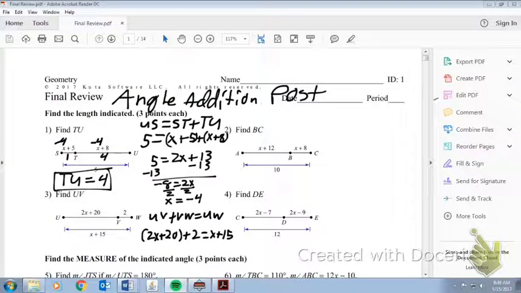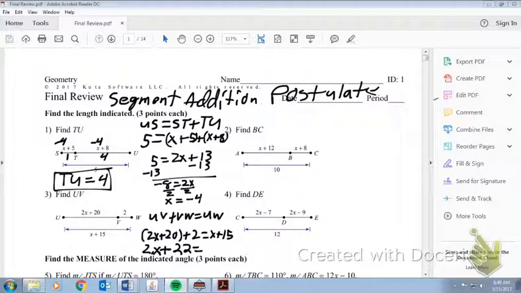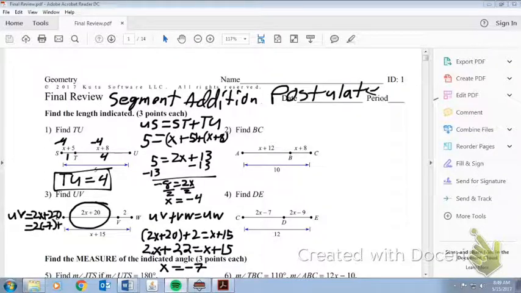So we're going to combine like terms, sorry about that. And we're going to get 2x plus 22 equals x plus 15. We're going to subtract x from both sides, and we're going to get x equals negative 7. We subtracted x and 22 from both sides. So now we know that x equals negative 7. We're asked to find UV. UV equals 2x plus 20. We're going to plug in negative 7 for x.